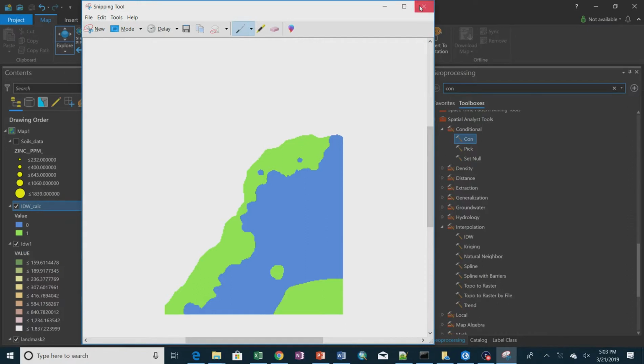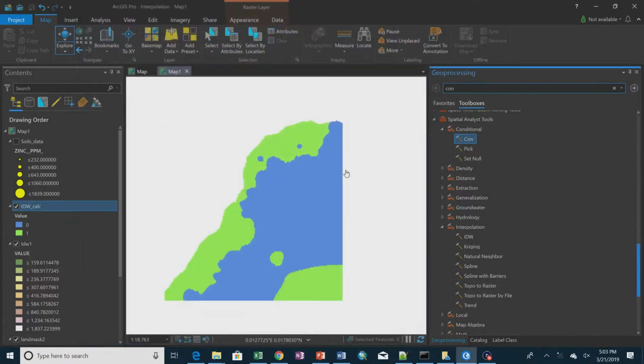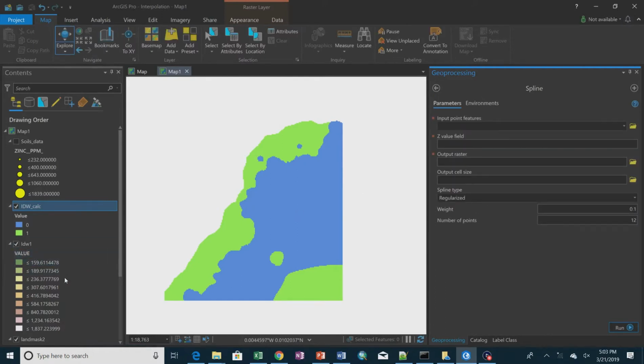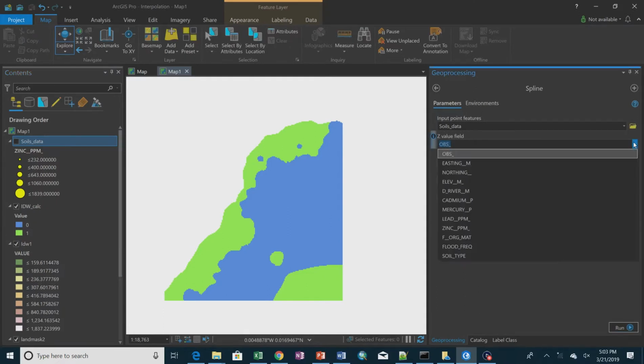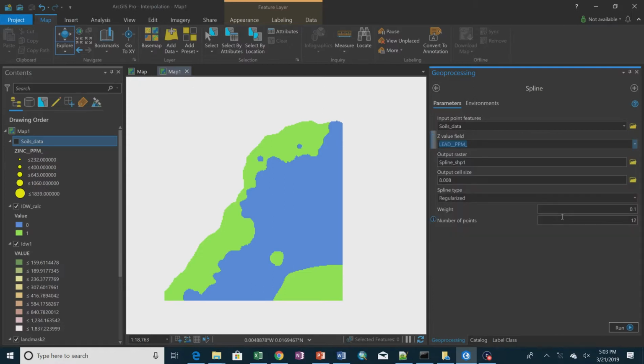Okay. So let's do spline, and we still need to input the original point features, which is the soil data. Make sure that your Z observation values are the data that you're looking at. I'll just call this spline 1.